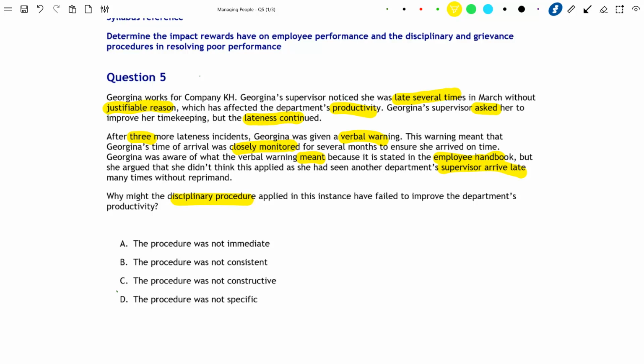So we have plenty of details from our scenario. We know that we have a disciplinary procedure in place. We had a verbal warning and then some close monitoring. And we have maybe some stuff in the employee handbook that's supposed to help people avoid disciplinary procedures in the first place, and we need to find out why it failed to improve the department's productivity.